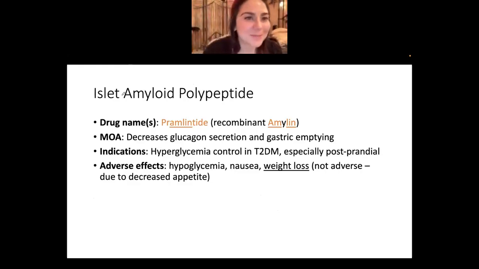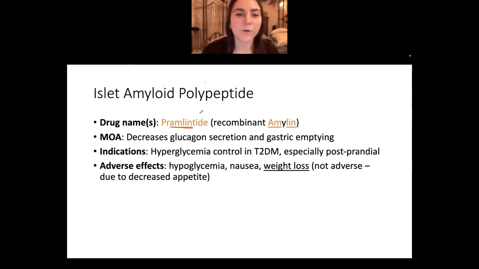Getting to the end, I promise. So next is your islet amyloid polypeptide. So how people remember this, it's called pramlintide, and people remember that by amylin. So it's kind of in the name, sort of. So amylin, pramlintide. It's basically just like amylin that you're giving. And what amylin does is it basically stops glucagon from getting released. And again, remember, glucagon and insulin are exact opposites. So if glucagon goes down, insulin will go up just by nature of the body.